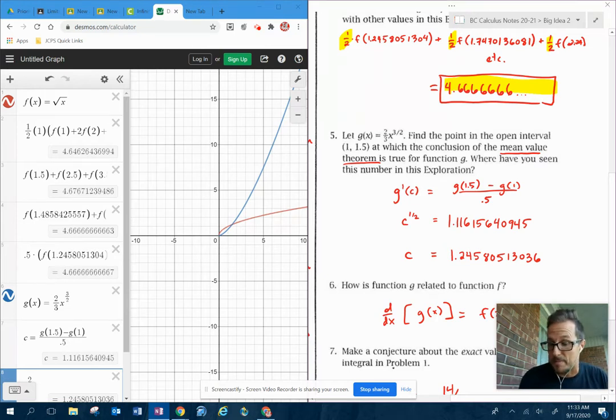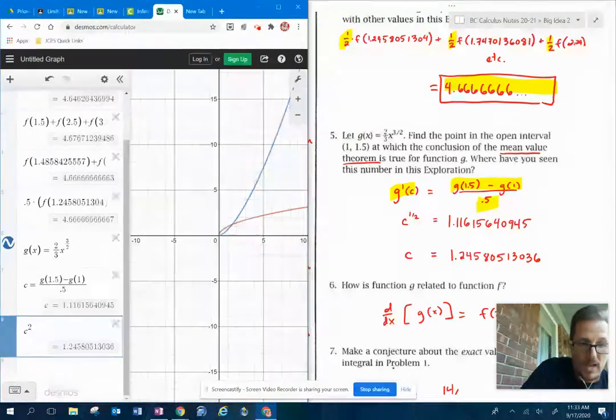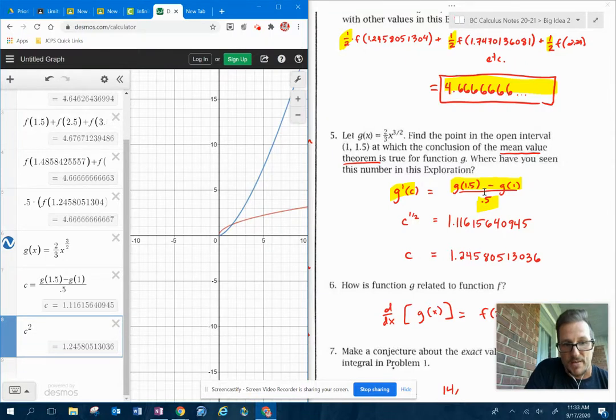Now, the mean value theorem connects the average slope on an interval to the instantaneous slope. So it connects the derivative, g prime, at a c value, to the average slope on that interval, which would be the difference between the y values, g of 1.5 minus g of 1, divided by the width, which is 0.5. I've done those calculations of that right side of the equation there on Desmos. You can see over here, I've defined g of x. I've calculated that value and just called it c because it's easier. I didn't have to type in those numbers again.